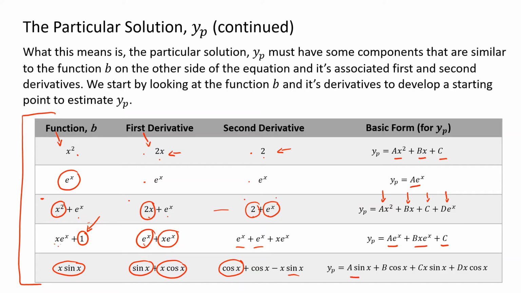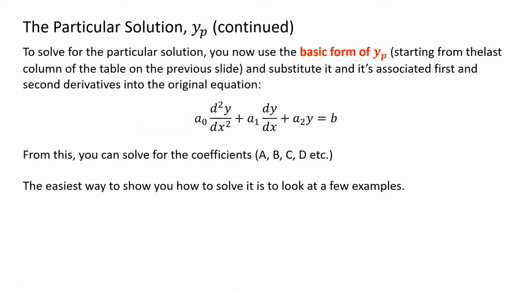So we have a times sine of x plus b times cosine of x plus c times x sine of x plus d times x cosine of x. I really want to nail home the importance of just counting the different functions. It's the simplest way to develop this basic form to which you'll solve your particular solution. So now you're wondering, I have this basic form. What do I do with it?